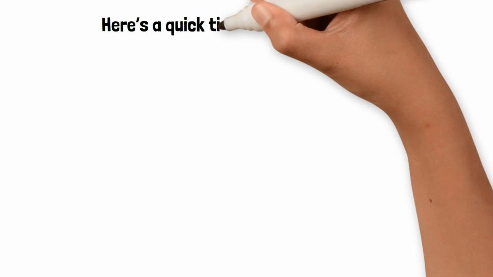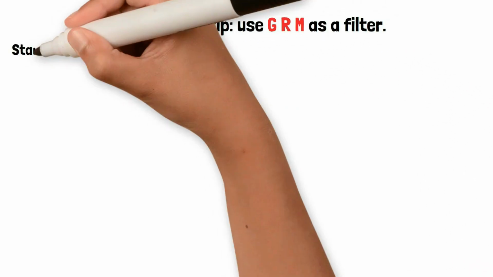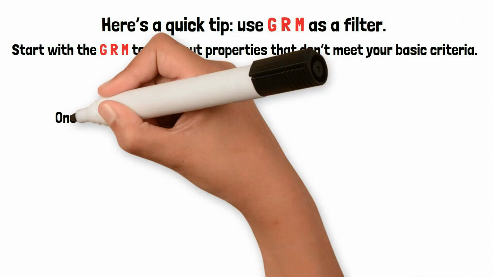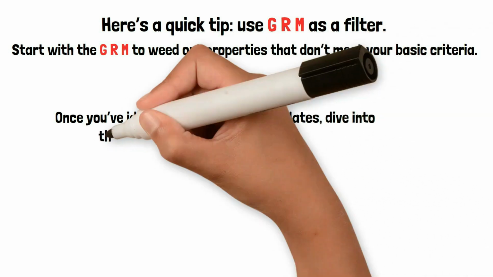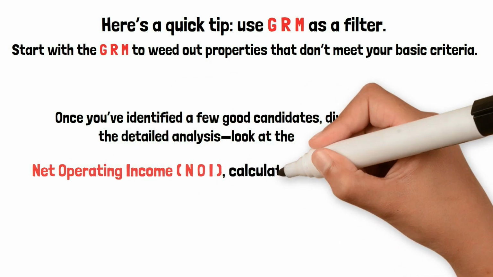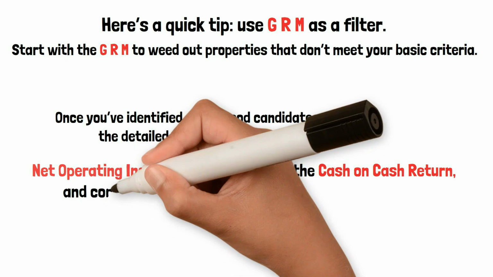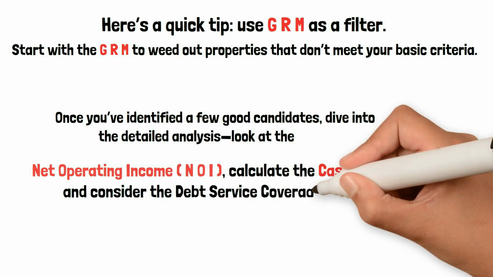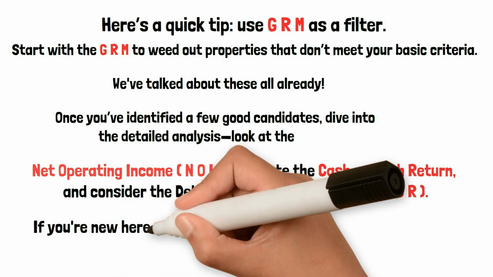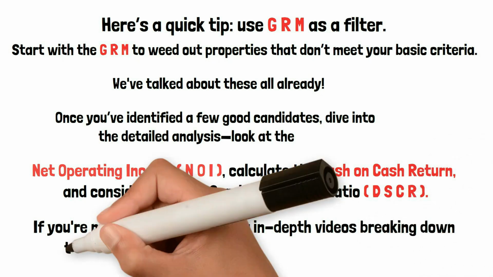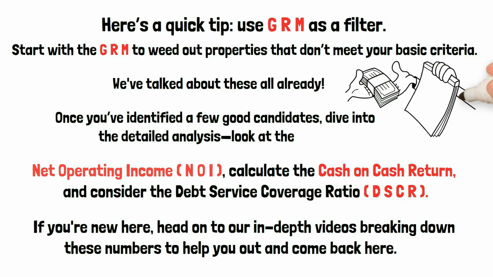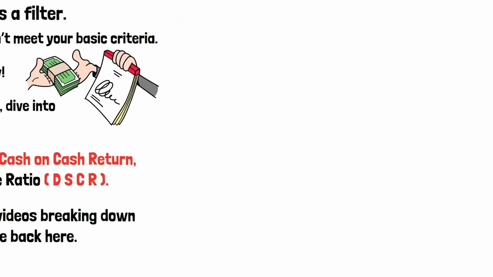Here's a quick tip. Use GRM as a filter. Start with the GRM to weed out properties that don't meet your basic criteria. Once you've identified a few good candidates, dive into the detailed analysis. Look at the net operating income, NOI. Calculate the cash on cash return, and consider the debt service coverage ratio, DSCR. We've talked about these all already. If you're new here, head on to our in-depth videos, breaking down these numbers to help you out and come back here. Combining these metrics will give you a much clearer picture of the property's true investment potential.